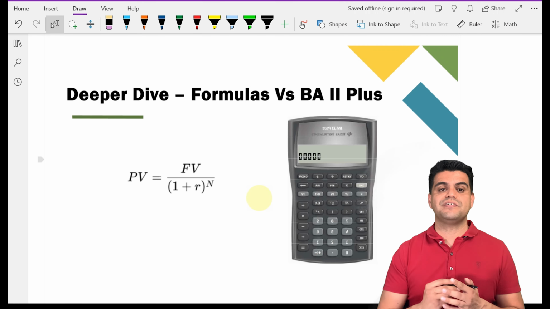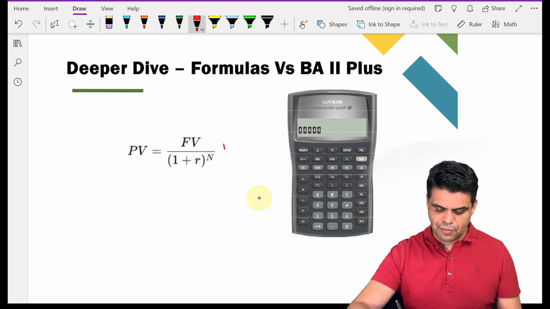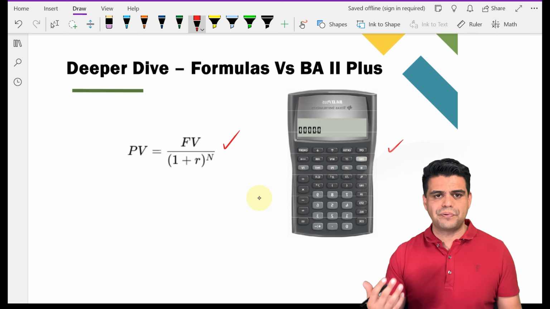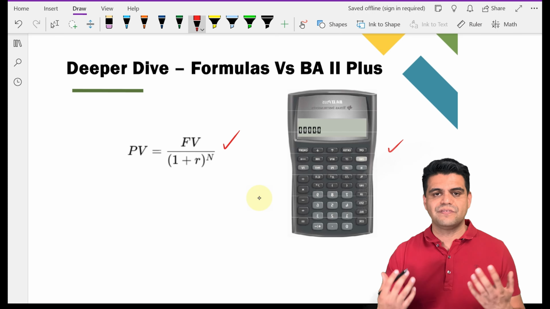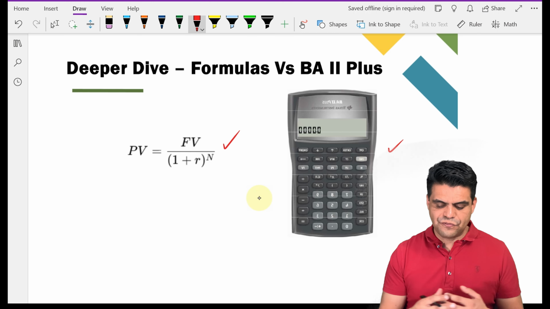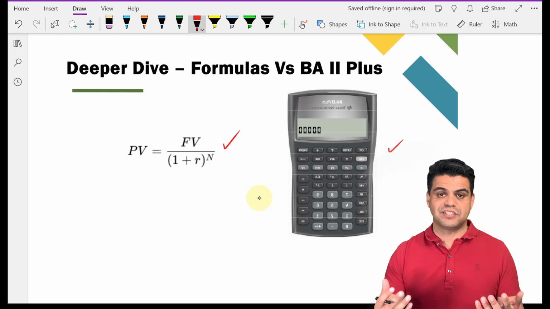Okay, now if you want to understand a little bit deeper as to why the calculator does this versus why our formulas don't work this way, stick around and I'm going to spend a little bit of time on this. So, as you can see here, I've got the formula for present value, and of course I've got our calculator here. Now for present value, you'll notice that for the most part, we're putting in all of the values as positive. And that's because our formulas for time value of money are just mathematical expressions.